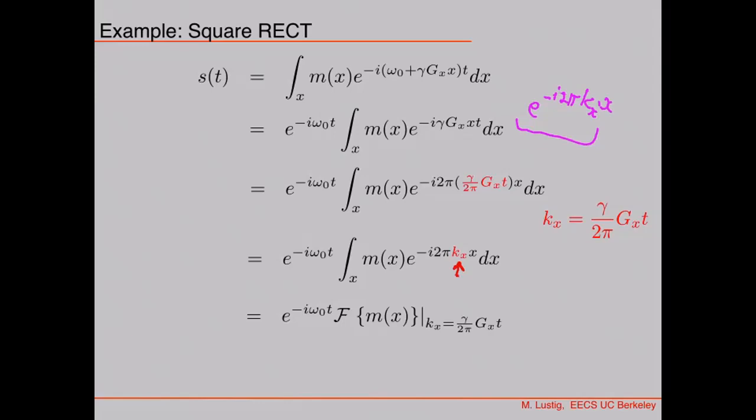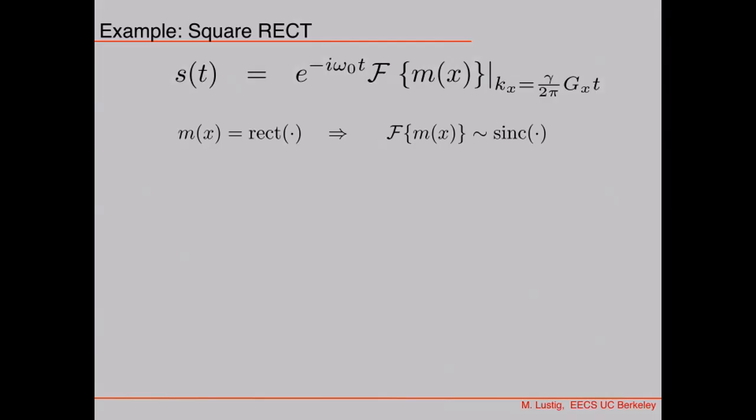All right. So we're moving in the frequency domain at this speed, gamma over 2 pi times gx times t. If gx is large, we're moving faster. If gx is small, we're moving slower in the frequency domain. Any questions? Try to digest that. Okay, so it's all about a Fourier transform.